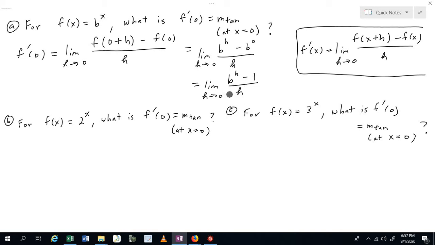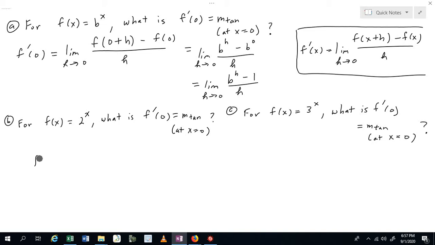Whatever this limit is, the limit as h goes to 0 of b to the h minus 1 over h, that's the derivative of this function evaluated at 0, which is the slope of the tangent line to this function right at x equals 0. So keep that in mind, because the next question we're going to ask is, what's f prime of 0, the derivative evaluated at 0, for this function, which is really just this exponential function when the base happens to be 2.